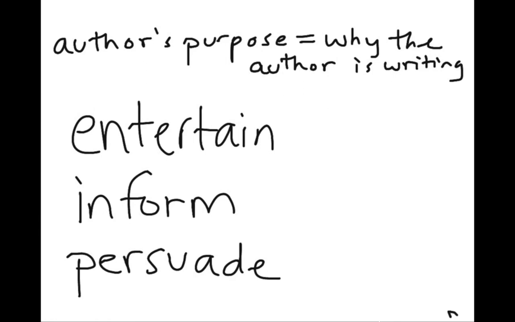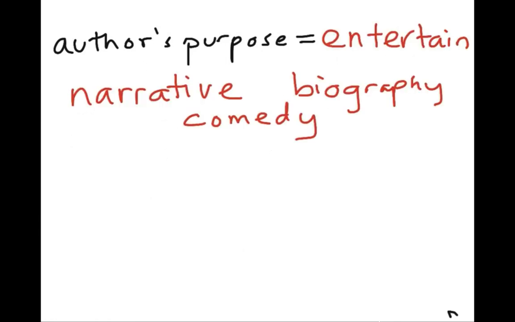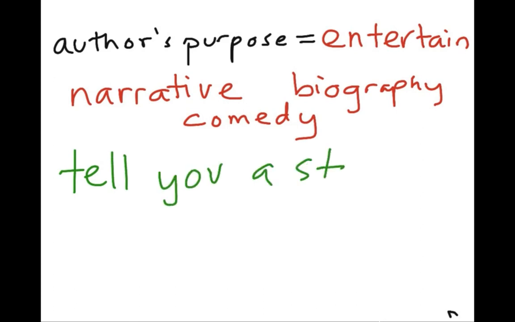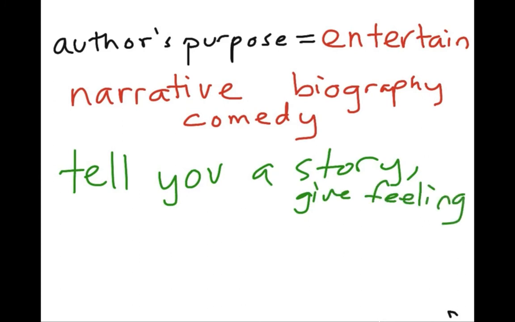So one type of writing is entertaining writing, where the author is trying to tell you a story. They also might be trying to make you feel something. So they can be telling you a story or giving you a feeling when you read. It could be things like a narrative, like a story about someone's life. It can be a biography, a story about someone else's life and the events that shaped them. Or it could even be comedy, where you're telling a joke and trying to get someone to laugh.